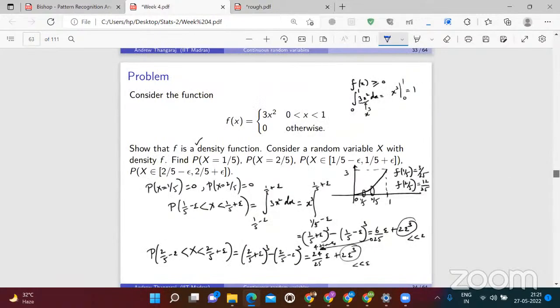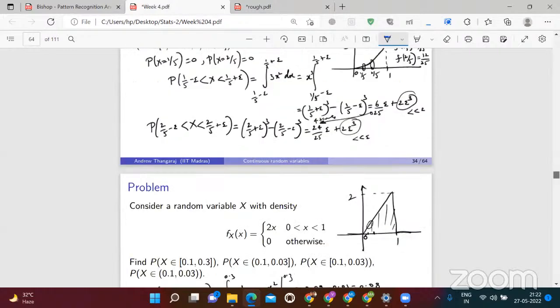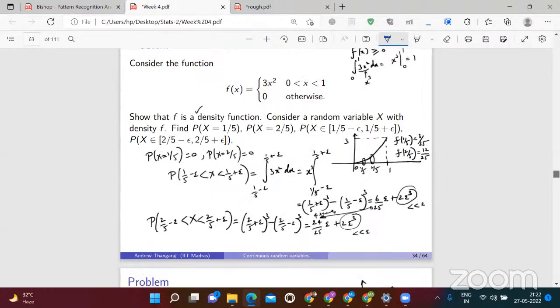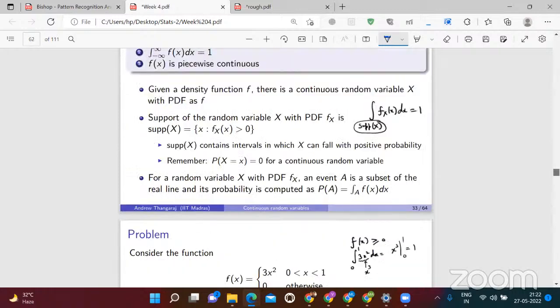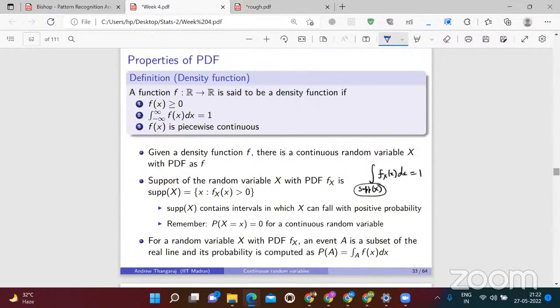Anything else from this week? Sir, I know the support is a range, or a subset of the real numbers R, right? Yes, where X is within that area the probability is positive, and outside that area, if you take any range, it is 0.